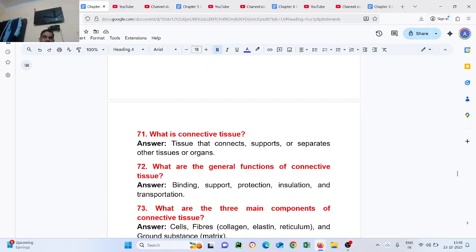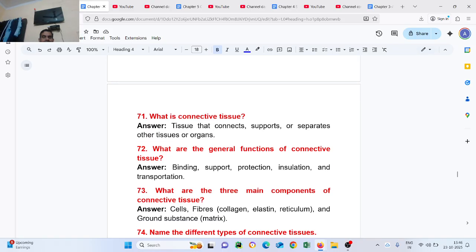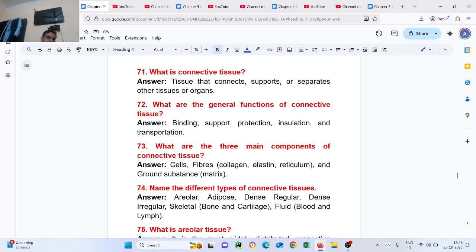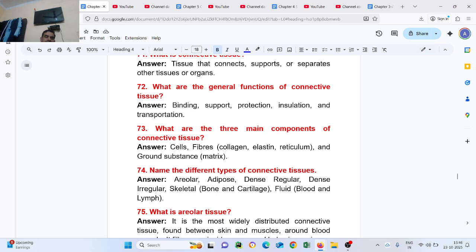Now move to question number 73. What are the three main components of connective tissue? Cells, fibers (collagen, elastin, reticulin), and ground substance matrix. Question number 74. Name the different types of connective tissue. Answer: areolar, adipose, dense regular, dense irregular, skeletal (bone and cartilage), and fluid (blood and lymph).